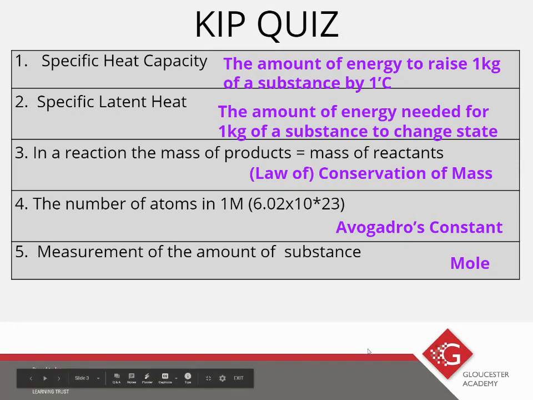The number of atoms in 1 mole is 6.02 times 10 to the 23. It's a huge number, so you can imagine that standard form is necessary, and a mole is a measurement of the amount of substance.